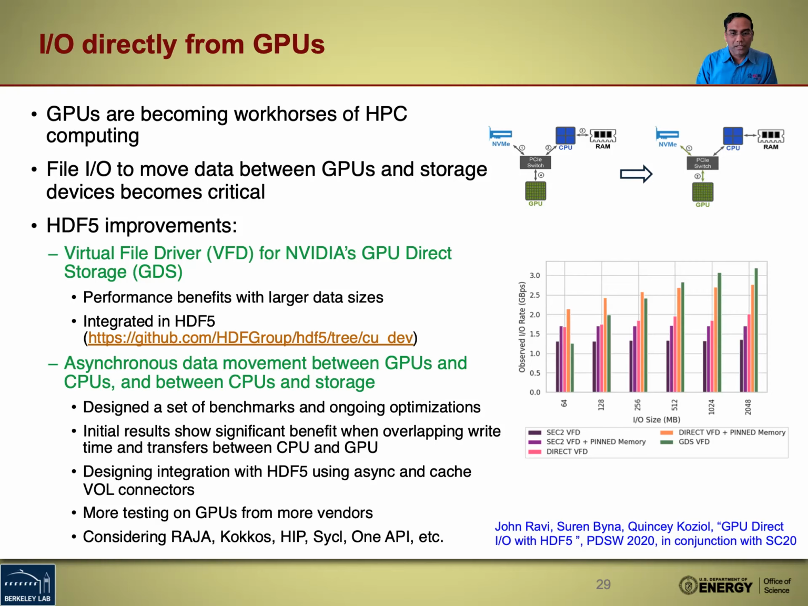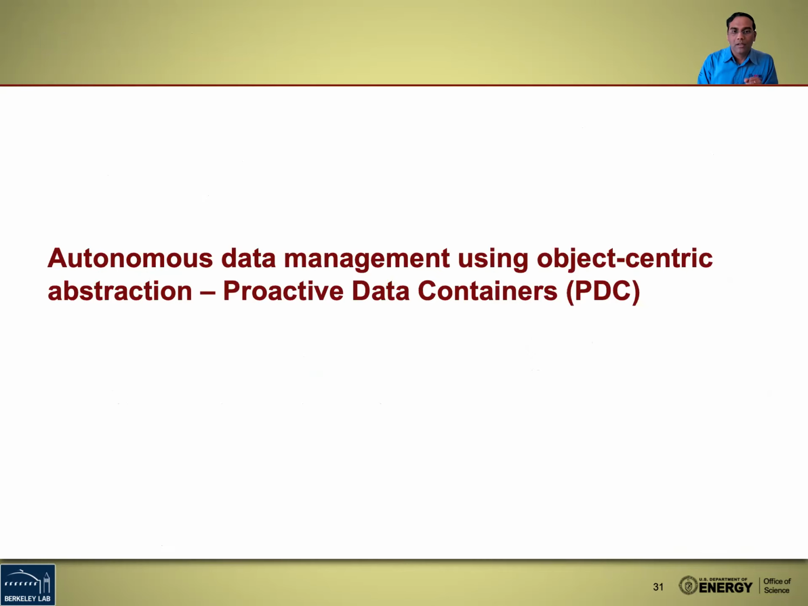The improvement compared to POSIX IO is significantly high, but we are also testing this with parallel IO and adding a VOL connector on top of cache VOL, which I described earlier, and then improving the performance significantly for parallel applications as well. So there are some details in this paper, but more details will be coming up in a near future paper.